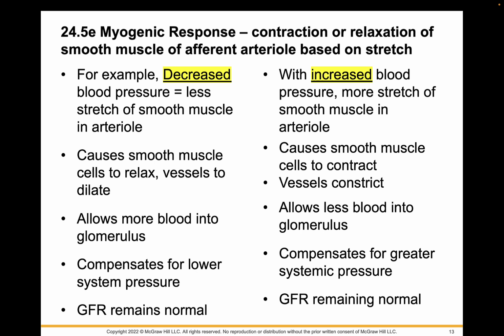We can expect the exact opposite to occur when we have an increase in blood pressure. Now there's going to be a greater stretch of the smooth muscle within the arteriole. This causes the smooth muscle cells to contract, and vessels constrict. This results in less blood moving into the glomerulus, which compensates for the greater systemic pressure. But the underlying goal is to maintain glomerular filtration rate within normal ranges.